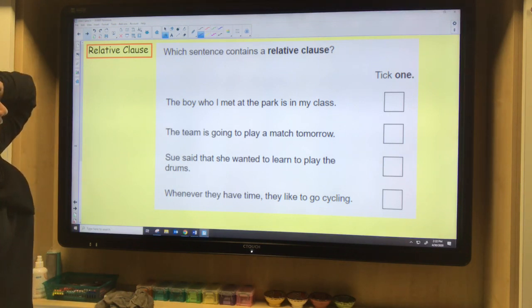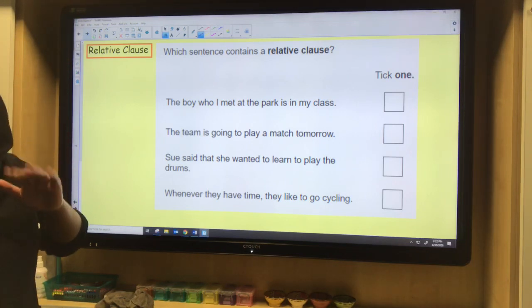The team is going to play a match tomorrow. Sue said that she wanted to learn to play the drums. Whenever they have time, they like to go cycling. So pause the video here, have a go.